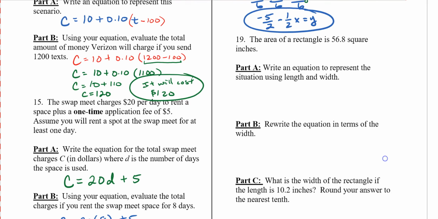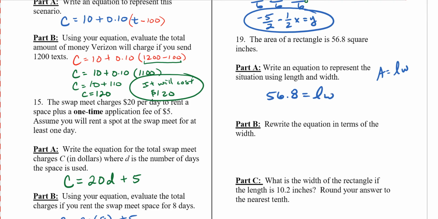19. The area of a rectangle is 56.8 square inches. Write an equation to represent the situation using length and width. So area of a rectangle is length times width. So if we plug in what we know, the area is 56.8. That's equal to length times width. That's done for part A.